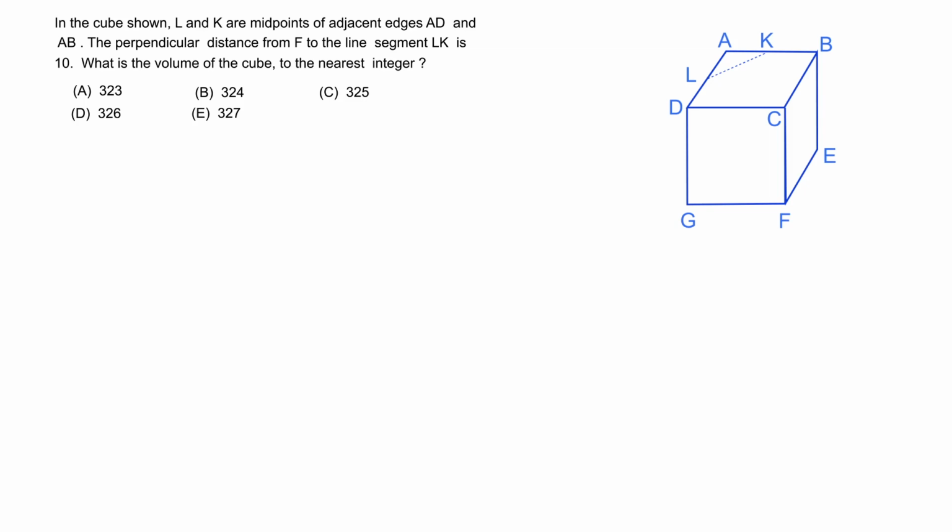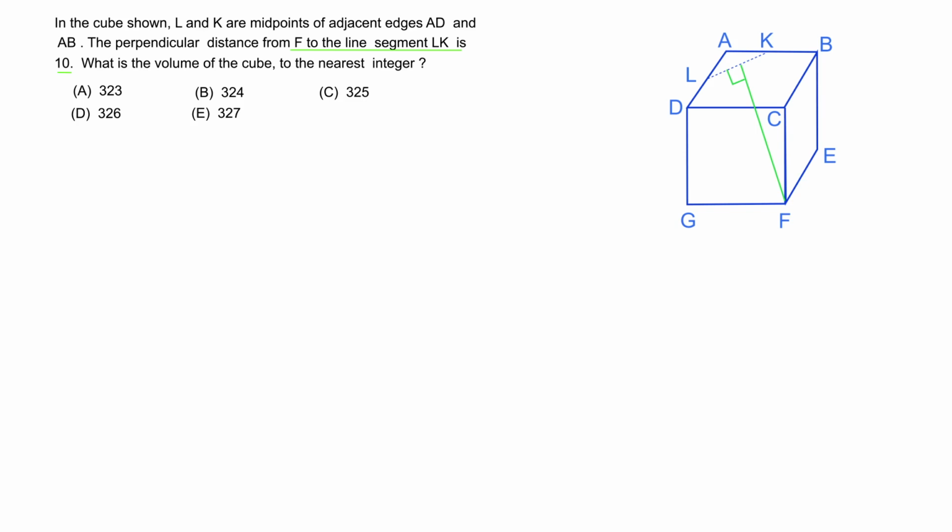So first thing I'd like to do is draw some lines to illustrate what is going on. The first thing, of course, is we want to draw a line from LK to F, because that is what they tell us is 10. So here is F all the way to LK. And the perpendicular distance, that's the important part. So that means that this is a right angle, right there.